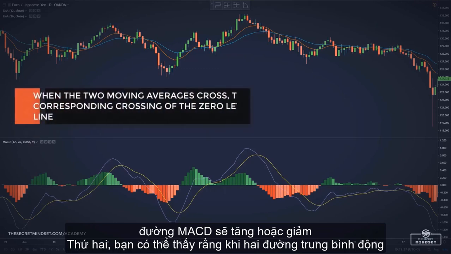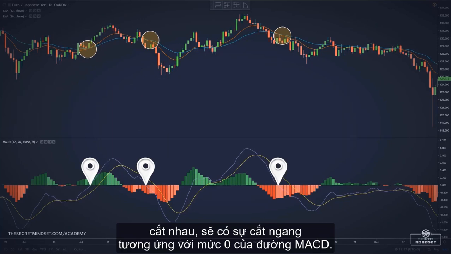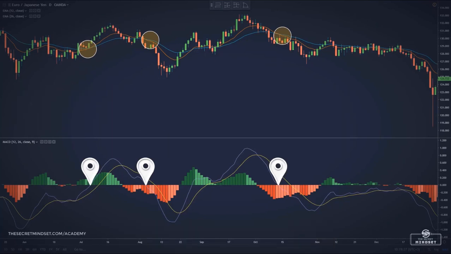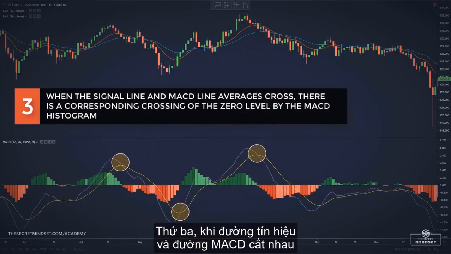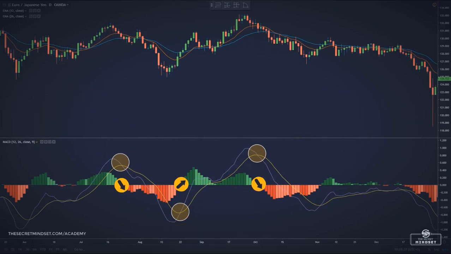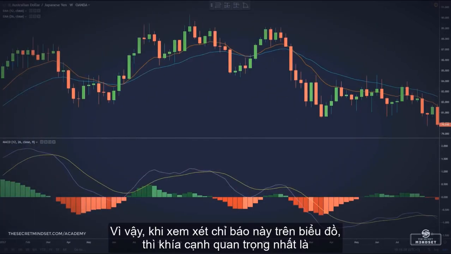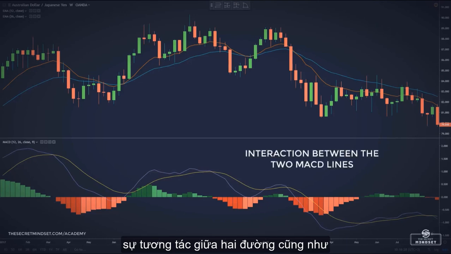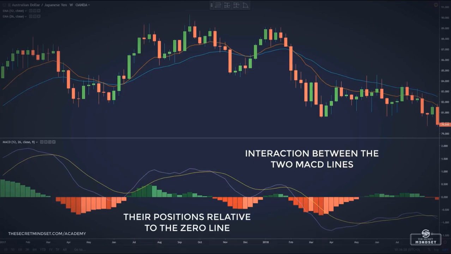Second, you can see that when the two moving averages cross, there's a corresponding crossing of the zero level by the MACD line. Third, when the signal line and the MACD line averages cross, there's a corresponding crossing of the zero level by the MACD histogram. So when the indicator is plotted on a chart, the most important aspect is the interaction between the two lines, as well as their positions relative to the zero line.